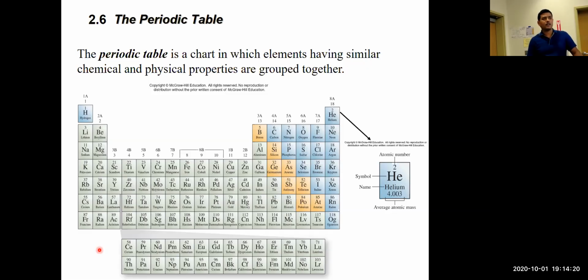The short key is that it is called the octave rule: every 8th element was shown to have similar properties. That's why they chose to arrange the periodic table like this. Thankfully, all the elements that are present in one group were shown to have similar chemical and physical properties, so we are very much thankful for that. So let's dig into the trends in the periodic table and briefly discuss whatever we can here.